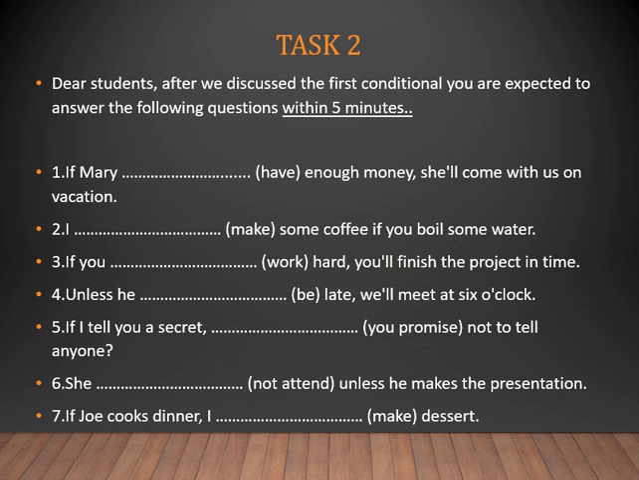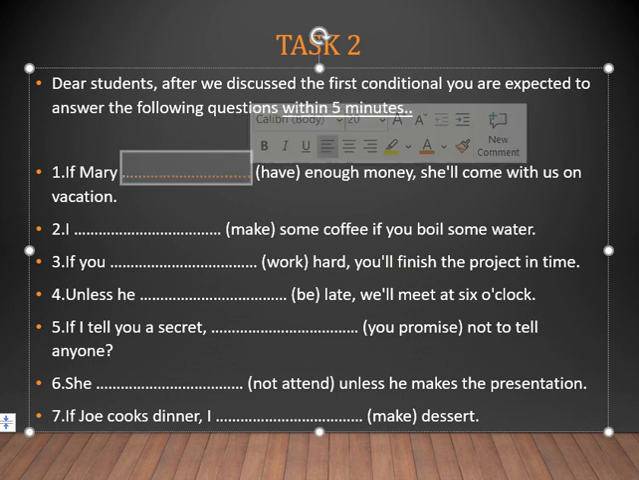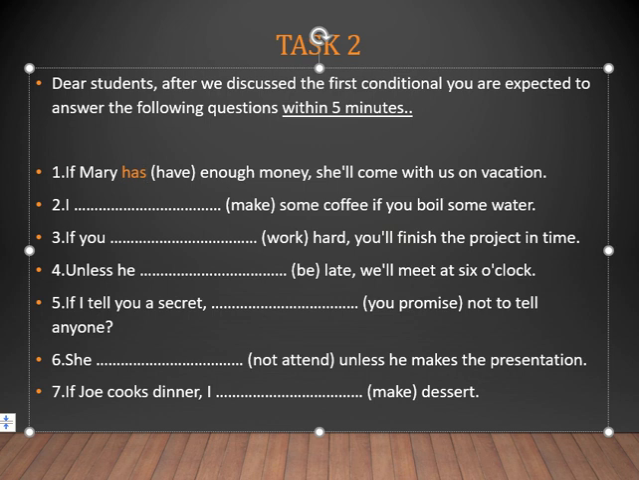If Mary (have) enough money, she'll come with us on vacation. The verb between the brackets is have. Look at the second part: we have she'll come, she will come. So the first part is simple present. What is the simple present of have when we have the subject Mary? Yes, we have to put has, right? We have to put has here because we have a singular subject. Now let's go to the next one.